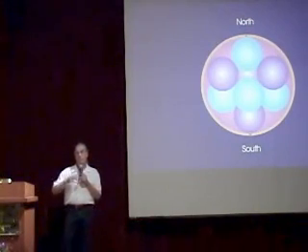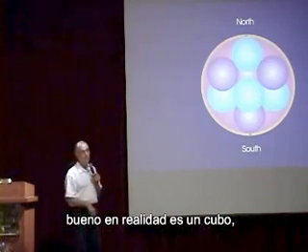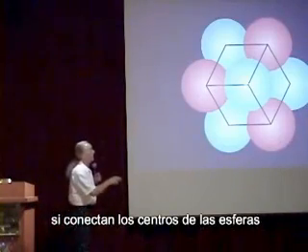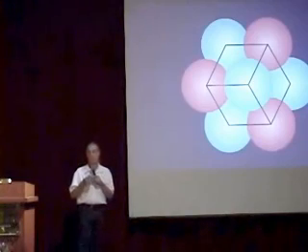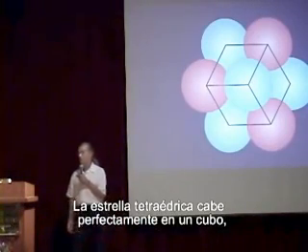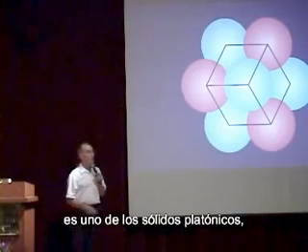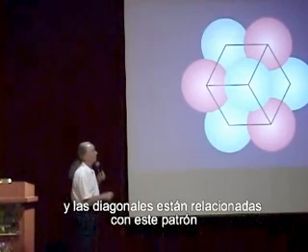This is also a cube. You'd never know it by looking at that. But if you were to connect the centers of all those together, the star tetrahedron forms a perfect cube also. So the star tetrahedron fits inside another platonic solid called a cube, and it's connected to it. It's the diagonal lines across the cube that form the relationships of this pattern.